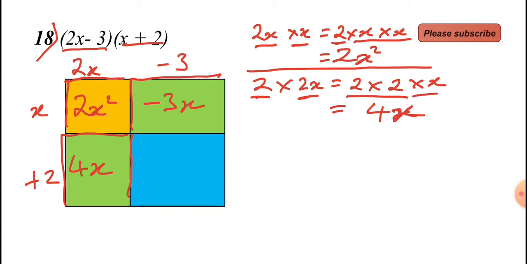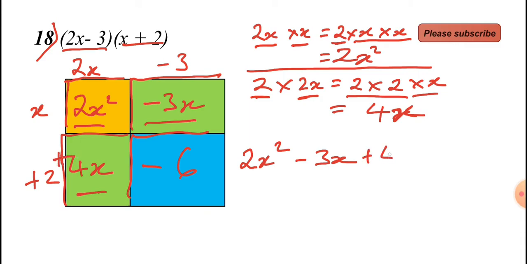And then here I've got plus 2 times minus 3, which is minus 6. So from the yellow bit I get 2x squared. Then from here I get minus 3x. And then from here I get plus 4x. So it's positive. So it's plus 4x, because it was plus 2 times plus 2x. And then finally from here I get minus 6.